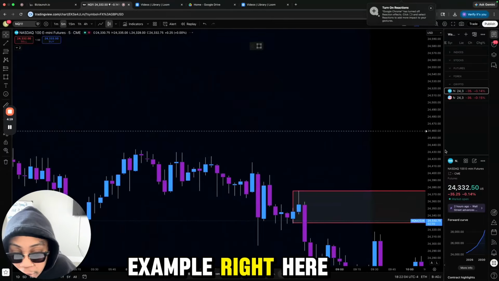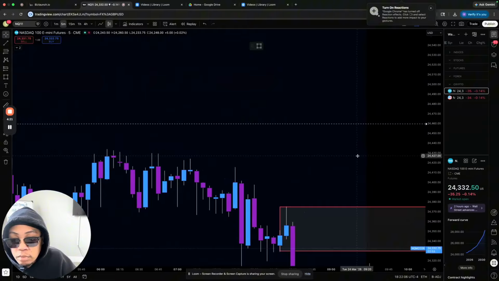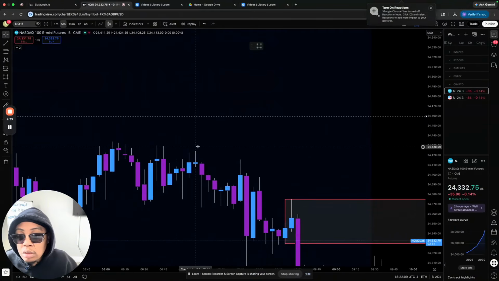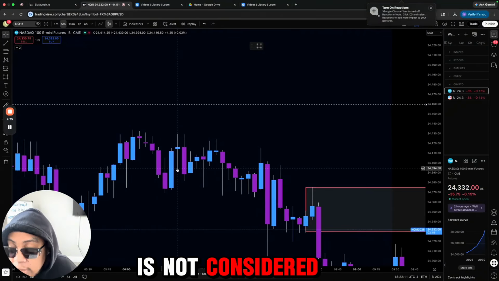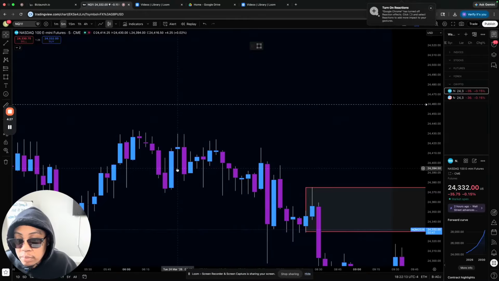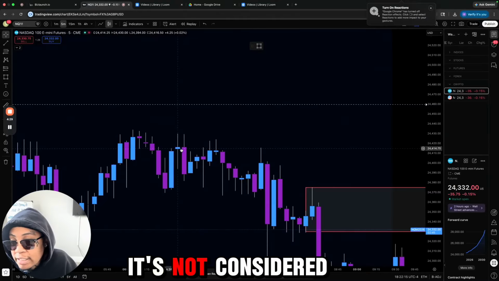So for example, right here, this right here is not considered a supply zone. It's not considered a supply zone.